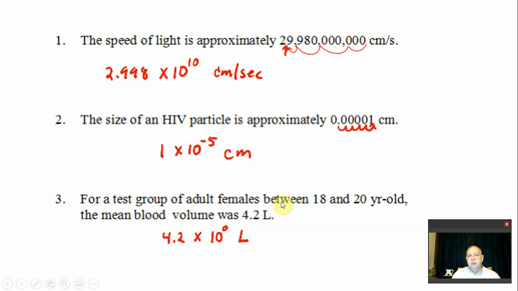So for a test group of adult females between 18 and 20 years old, the mean blood volume was 4.2 liters. How would that look in scientific notation? The 4.2 is already significant, and I'm just representing that as 10 to the 0. 10 to the 0 is just 1, so it's just the 4.2.